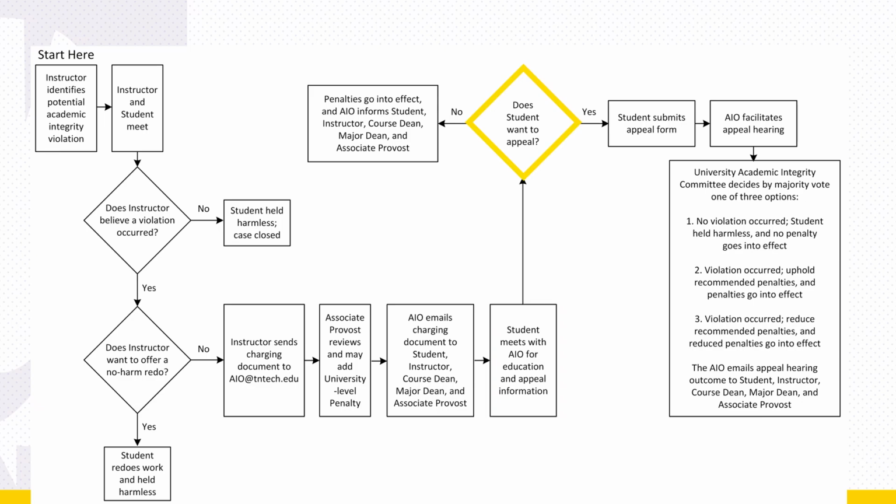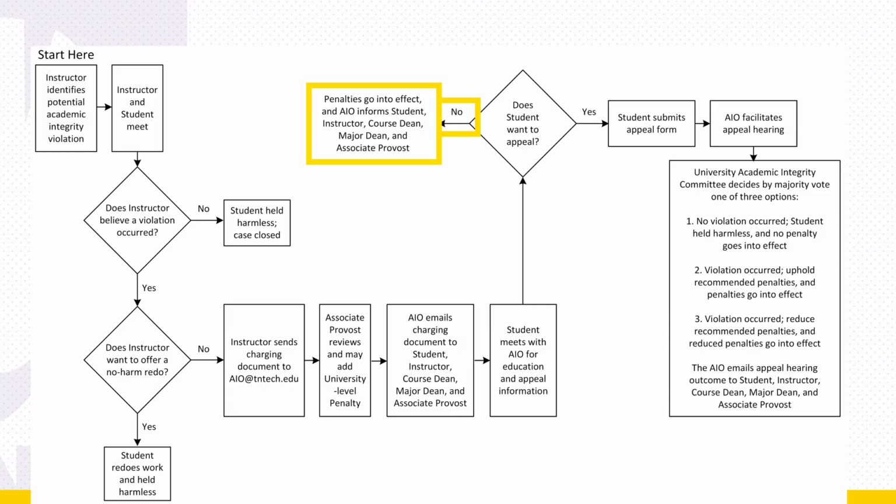Students decide if they want to appeal. It is their right to appeal if they choose to do so. However, they cannot appeal if they do not meet with the AIO by their deadline. Students can appeal the charge and penalty if they claim they did not violate academic integrity, or they can appeal only the penalty if they admit what they did but feel the penalty is too harsh. If the student does not want to appeal or misses the appeal deadline, the process is over.